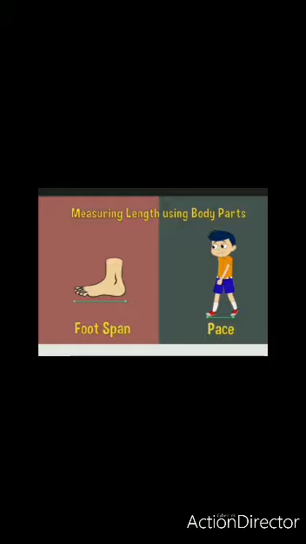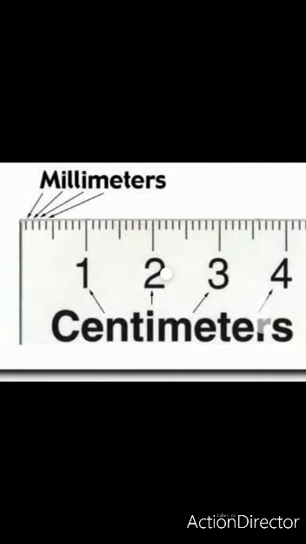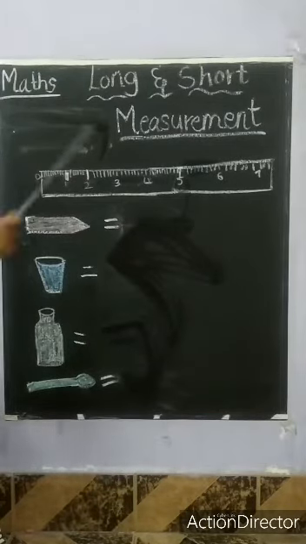To solve this problem, a standard system of measurement was introduced. Standard units of length are the meter, centimeter and kilometer, and we use a ruler to measure objects. So let's start. Students, today our concept is long and short measurement.